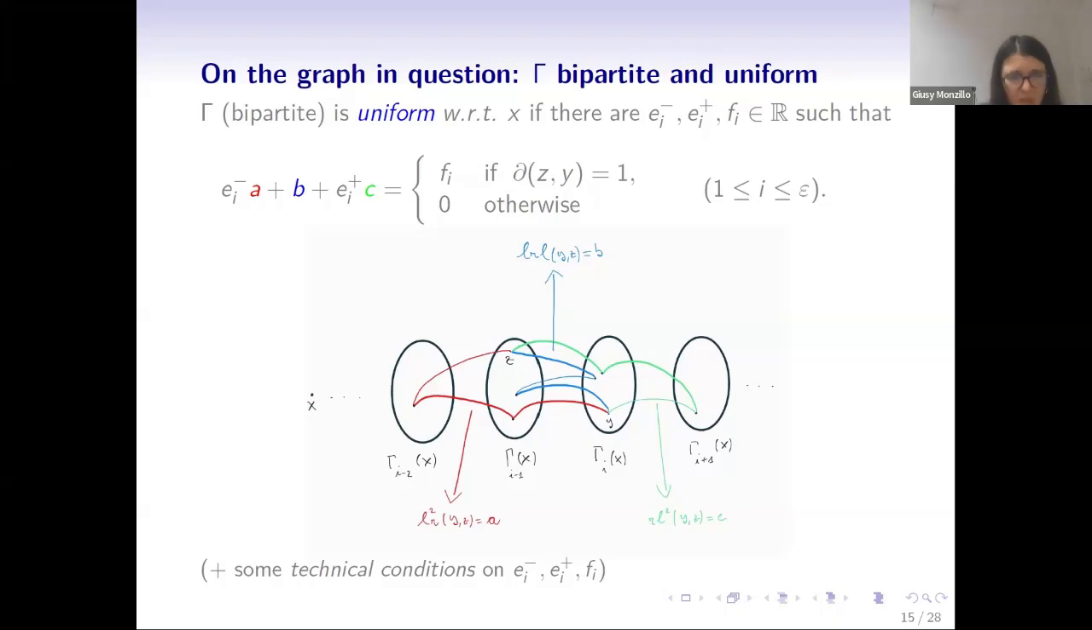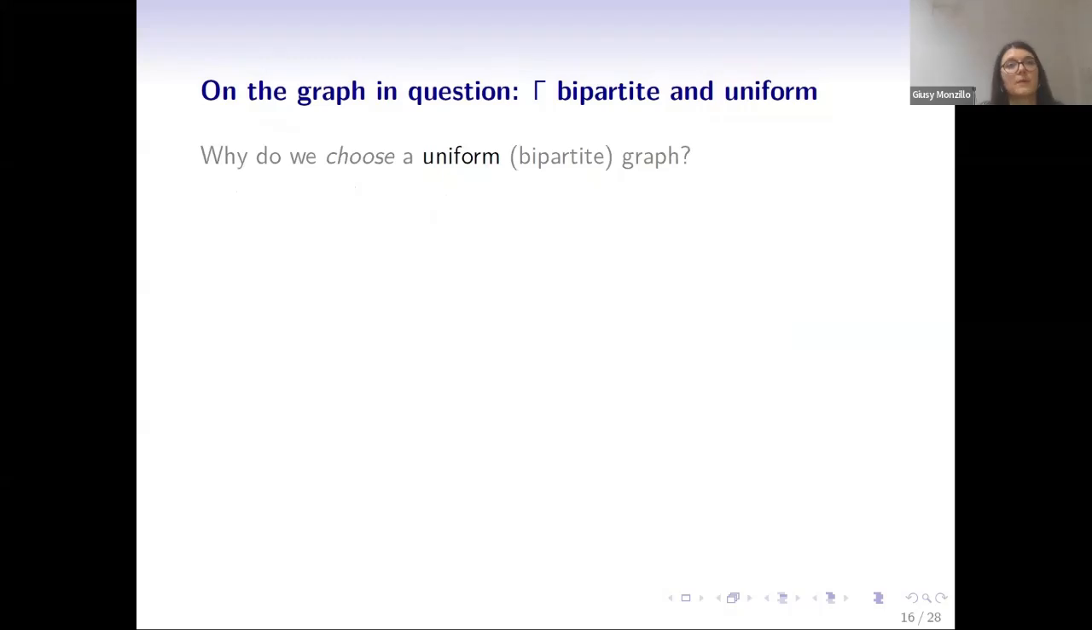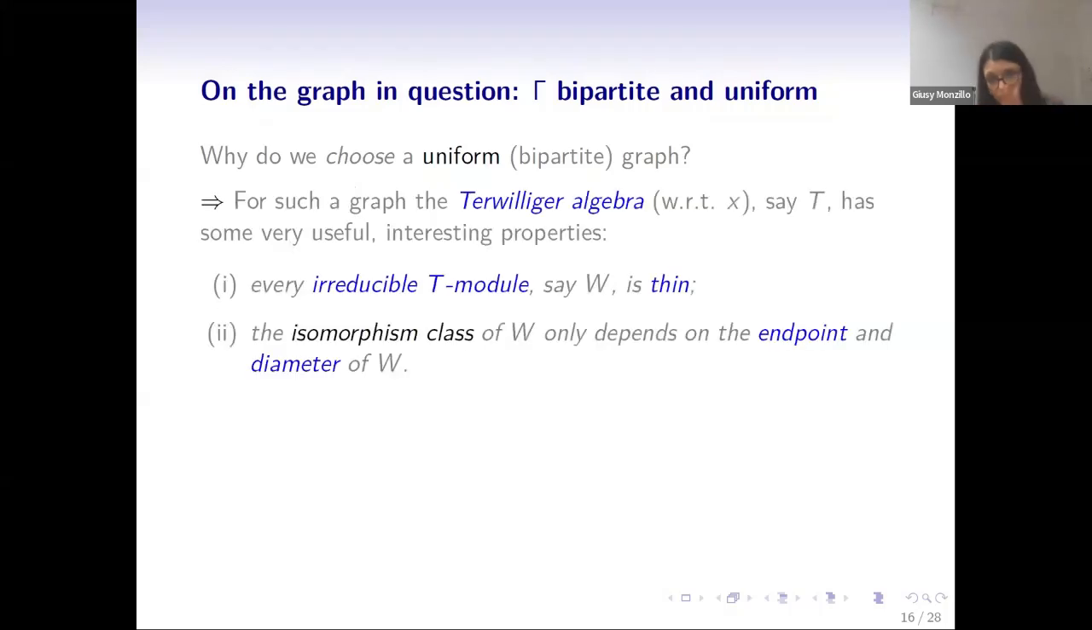Let me just spend some words about the history of this property. It was introduced by Terwilliger originally for uniform posets. But looking at the Hasse diagram of the uniform poset, it can be naturally translated to the field of bipartite graphs. That's why we require bipartite. So again, why do we choose a uniform bipartite graph? We have some nice combinatorial properties, also simplification from the algebraic point of view, but there is more. This refers to the so-called Terwilliger algebra that we can associate to such a graph.